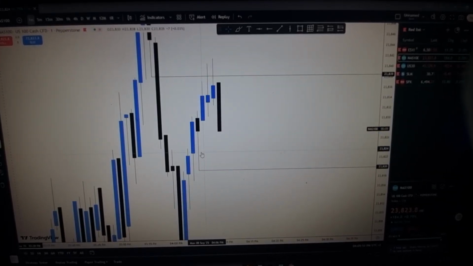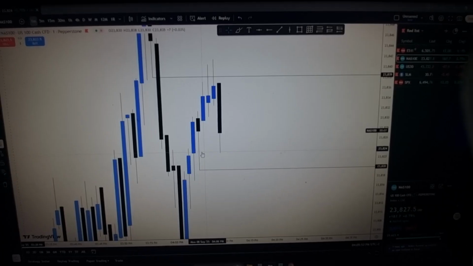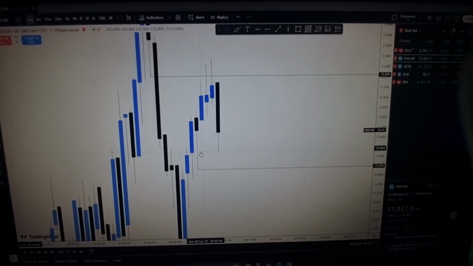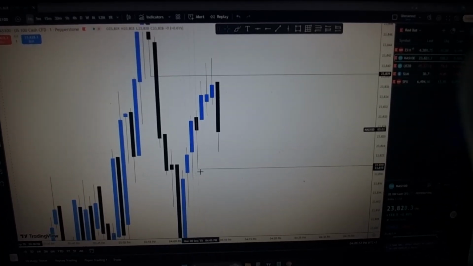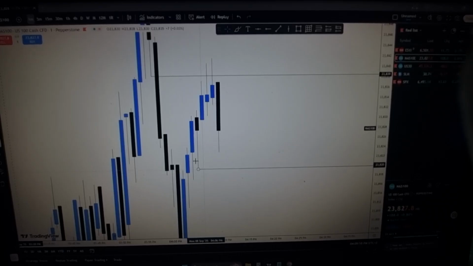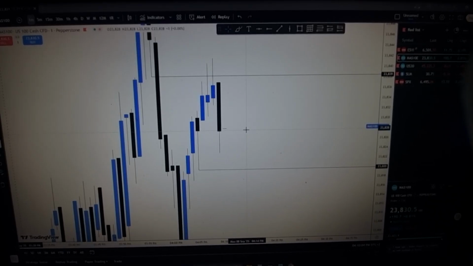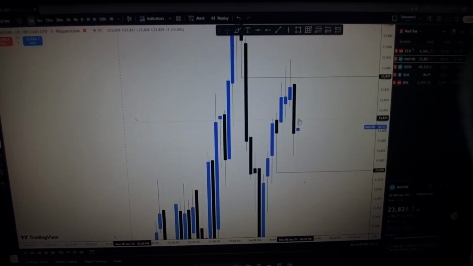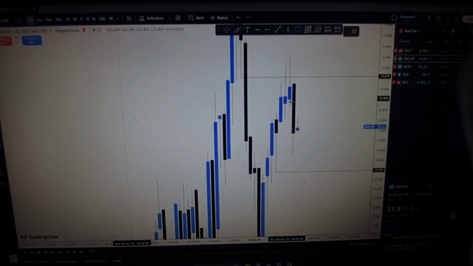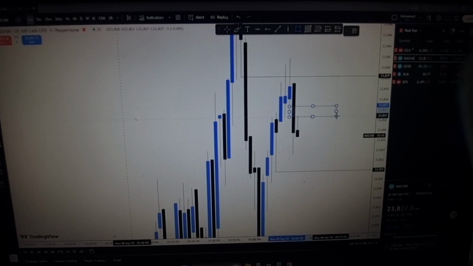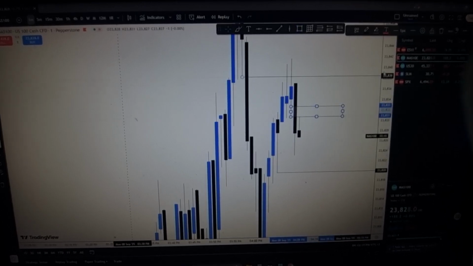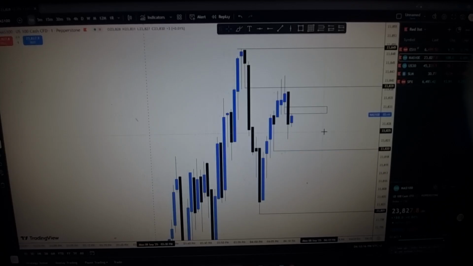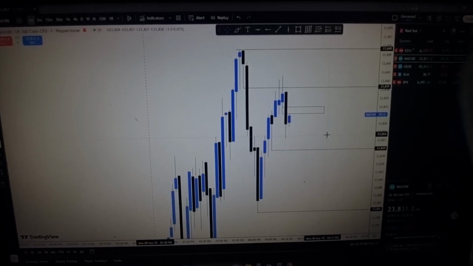Okay, so if we close below the 79 and this low over here, I'm gonna throw in some lot just to see. I definitely don't think so. Only reason because the 5 minutes moving like this. But let's see.